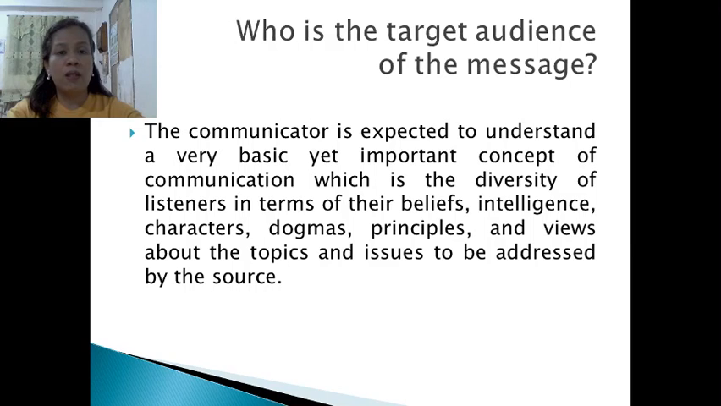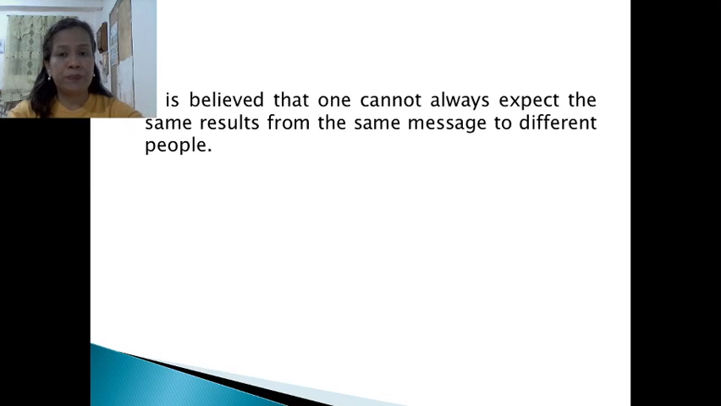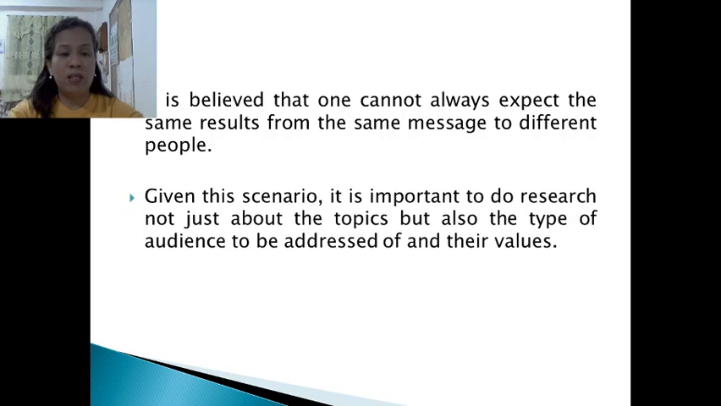Then, next question, who is the target audience of the message? It says that the communicator is expected to understand a very basic yet important concept of communication, which is the delivery to listeners in terms of their beliefs, intelligence, characters, dogmas, principles, and views about the topics and issues to be addressed by the source or the speaker. It is believed that one cannot always expect the same results from the same message to different people.